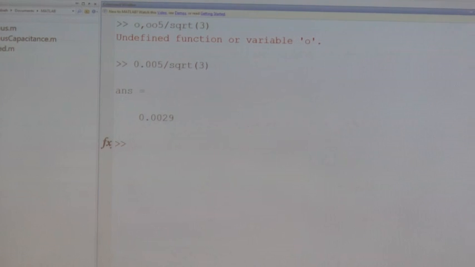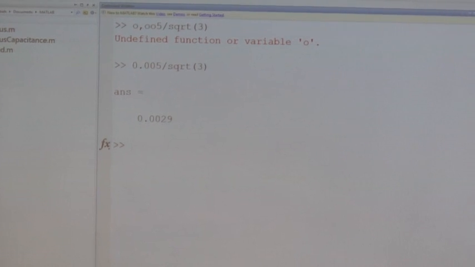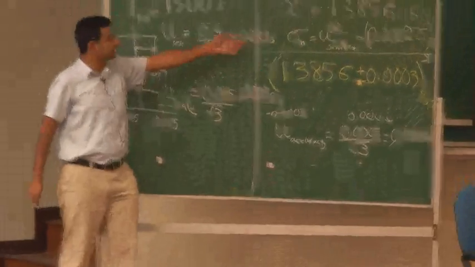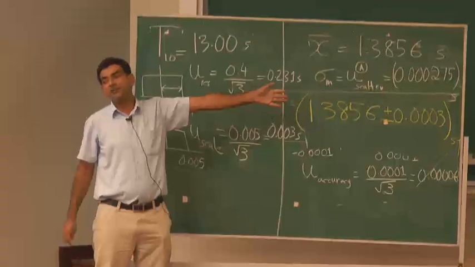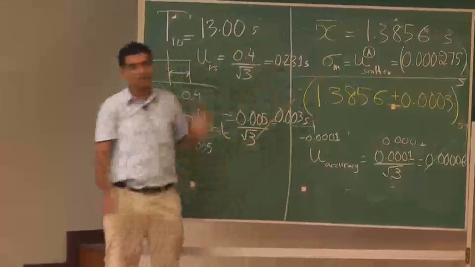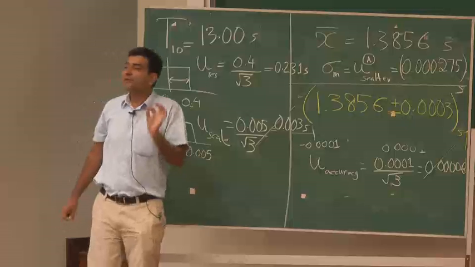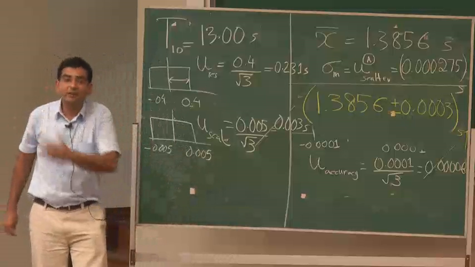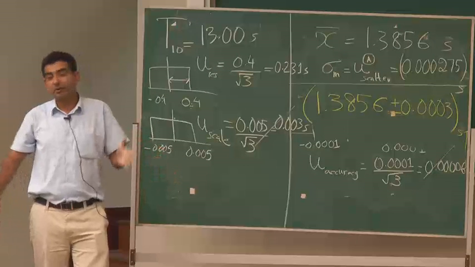This is 0.003. So this uncertainty is 2 to 3 orders of magnitude smaller than this uncertainty. So this is almost negligible as compared to this uncertainty. So you need to have a good basis of ignoring certain kinds of uncertainties because they are too small.